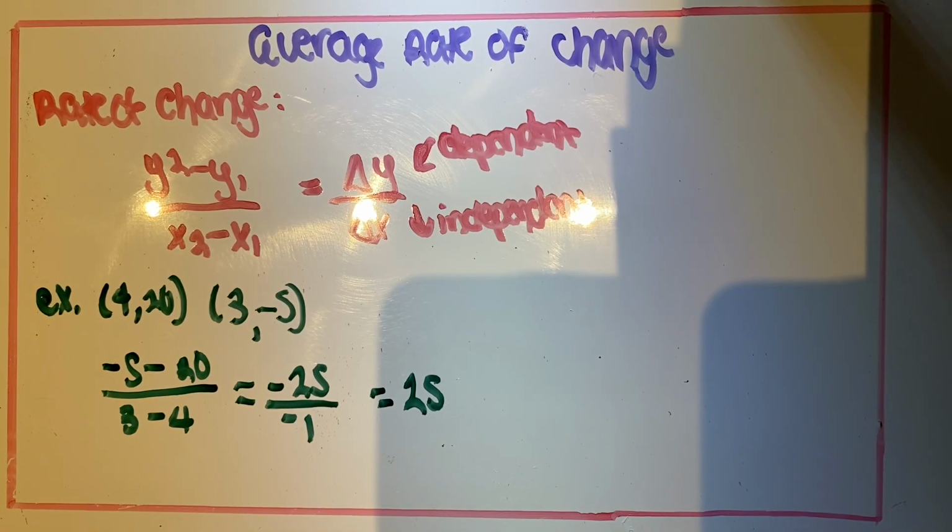First, we can recall the rate of change. This is found using the formula y2 minus y1 over x2 minus x1, which equals the change in y over change in x, where change in y is dependent and change in x is independent. For example, take the 2 points (4, 20) and (3, -5). We can plug them into the formula to get -5 minus 20 over 3 minus 4, which equals -25 over -1, or 25.